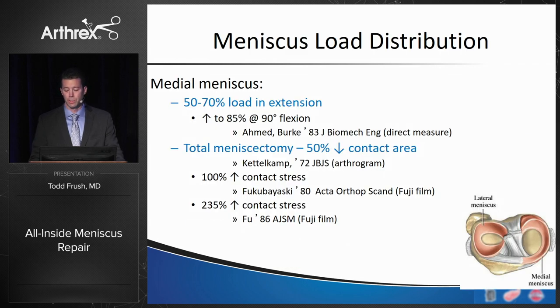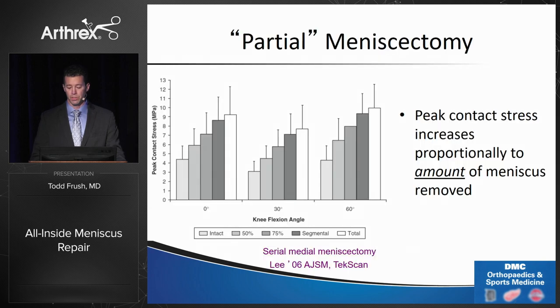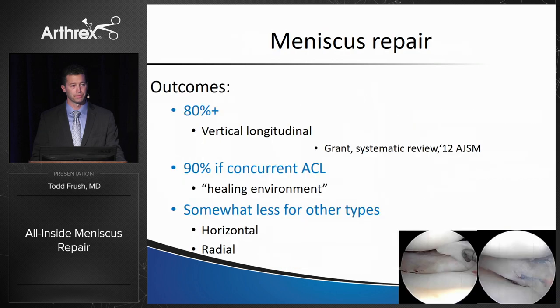The meniscus functions to increase the contact area and decrease the contact stresses in the compartment. The medial meniscus reduces about 50 to 70% of the load, and the lateral meniscus slightly more than that. The contact stresses upon the articular cartilage increase by about 100 to 235% after meniscectomy. This Fujifilm image shows how the contact pressures go up and the contact area goes down considerably with meniscectomy. And this serial meniscectomy study done about 12 years ago showed that the peak contact stresses increased proportionally to the amount of meniscus removed. So we should be judicious in the amount of meniscus removed if meniscectomy is chosen as a treatment.